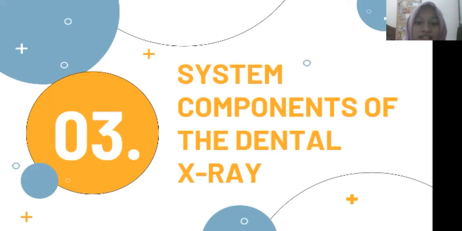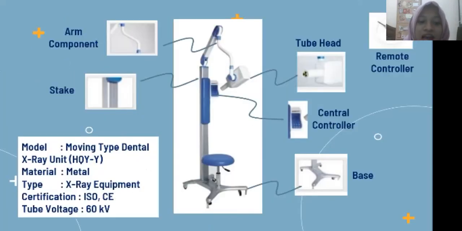Next is system components of the dental X-ray. As you can see in the slide, this is one of the dental X-rays that is often used by dentists. So first, the model is a moving type dental X-ray unit, HKY shape Y. The material is metal and the type is X-ray equipment. Certification is ISO and CE. The tube voltage is 60 kV. There are 5 components of the dental X-ray plus 1 remote control.